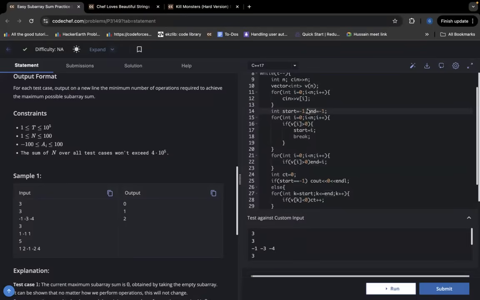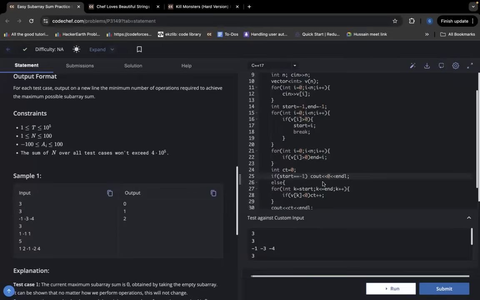Now, after this, if start is minus 1, that means that there are no positive numbers in the array. Then you can print 0, because if there are no positive numbers in the array, there is nothing to do there. The answer is just 0. But apart from that, it is just the count of negative numbers in this range.